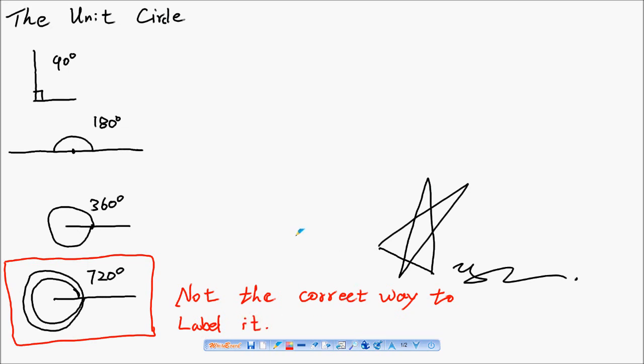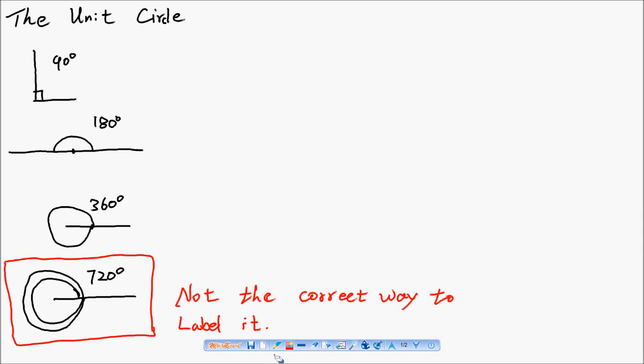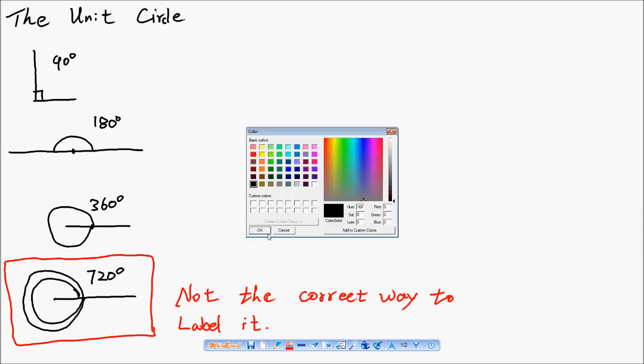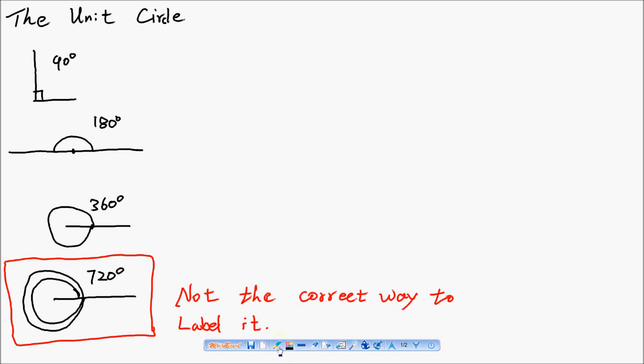If I want to label any angle that is greater than 360 degrees, I have to use a unit circle. I'll show you. I draw a unit circle now. What's happening in a unit circle?